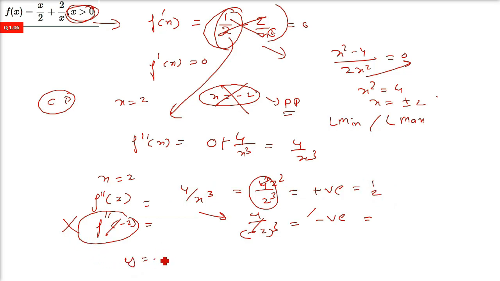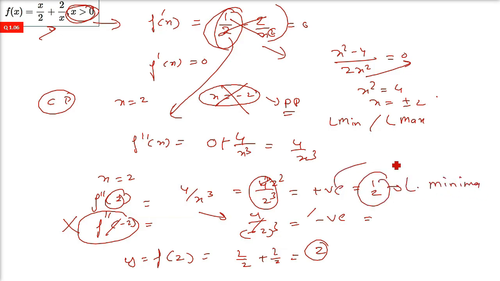The value will be half for f double dash 2. That indicates it's a local minima, because positive means minima. See, I also get confused in minima and maxima because this is inverted. For positive, it's minima. For negative, it's maxima. The value of the function at 2 will be 2 by 2 plus 2 by 2. That is going to be 2. So local minima is at 2, and at 2 you get the value.